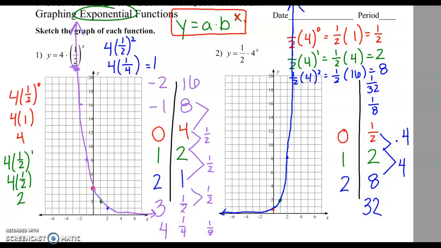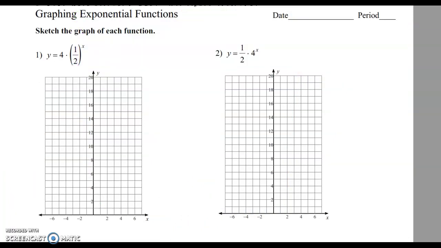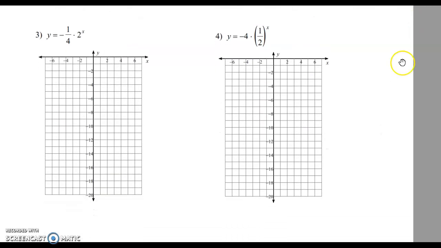So both examples 1 and 2, they went up like crazy on different sides. And then the other side is approaching 0, but it's never going to get there. Same thing on 3 and 4. On number 3, I'm going to go ahead, start off by plugging in 0.